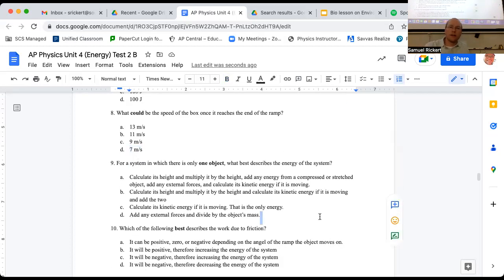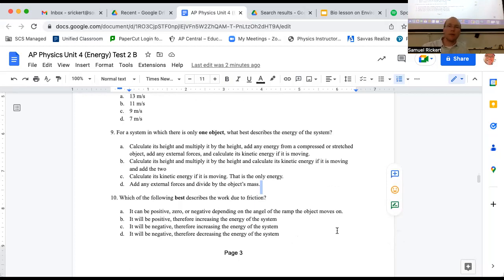For a system in which there's only one object, what best describes the energy of the system? If we only have one object, can we have spring energy? Why not? Yeah, no spring to push on the object, or we're ignoring it. Can we have gravitational energy? No. We're ignoring the Earth for very suspicious reasons. And then, so basically, if you only have one object, you only have kinetic energy. And they like to ask that type of thing on the AP test for strange reasons. But I mean, they're just really emphasizing that it matters what the system is.